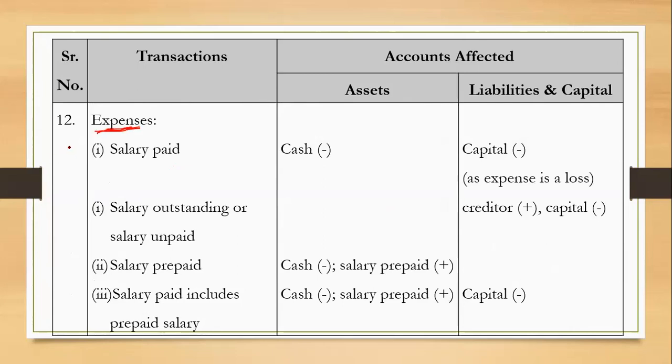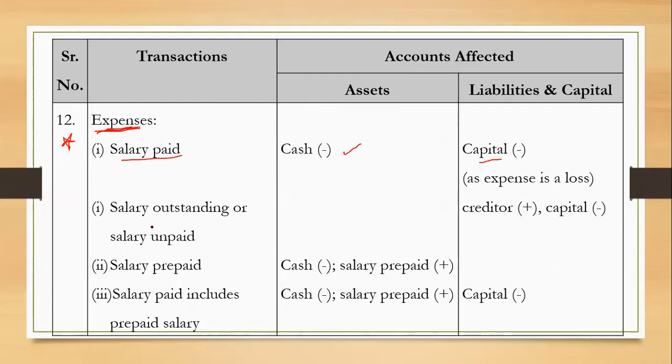Next is expenses. It is very important. थोड़ा और ध्यान से सुनना please. Very simple example is salary paid. When you pay the salary, it's an expense, and the word paid is there. Cash decreases. Now, because salary is an expense, a loss, that will always reduce my capital, right?